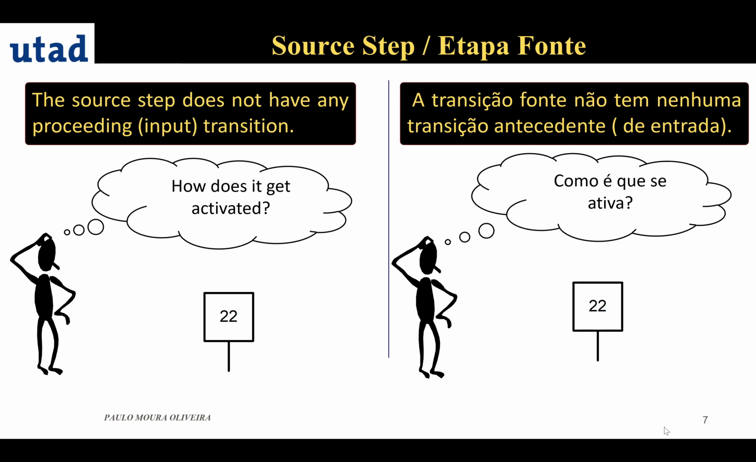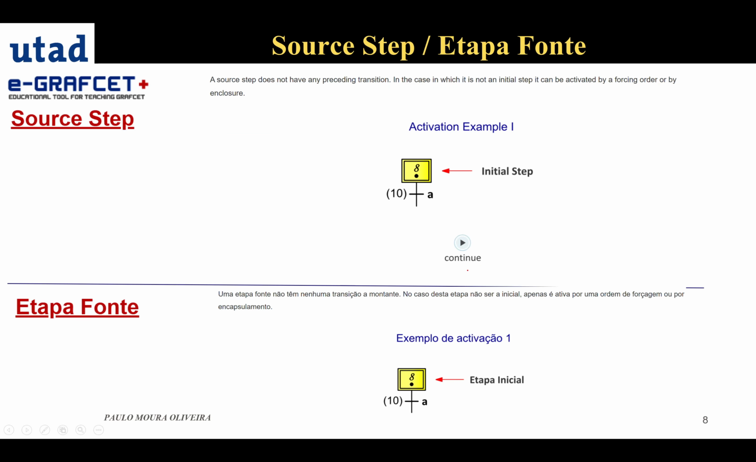This is an example, and we are going to continue to explain the source step. It doesn't have any preceding transition, as you can see. These are the examples of the source step. How can it be activated? It can only be activated if it is the initial step. This is one of the possibilities.